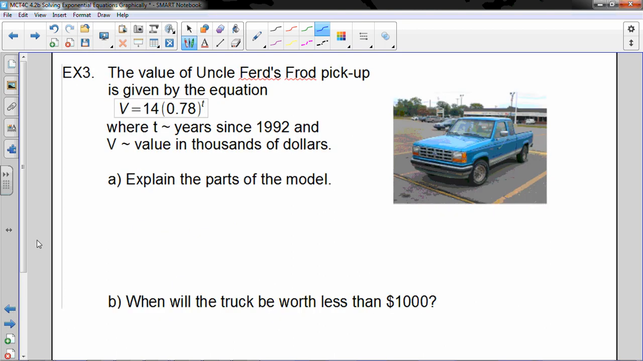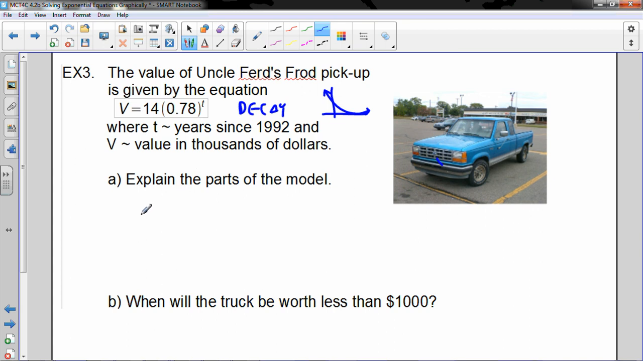This is more like a real life type problem where we've got a pickup truck, Uncle Ferd's Ford pickup. That's a beauty, that one. Given by the equation, there's the equation, and we see that the base is less than 1, so this is a decay function, isn't it? This is a going downhill one, even though we're not asked to graph it. T is the number of years since 1992. It must have been new in 1992, and again, that's a beaut. And V is the value in thousands of dollars.